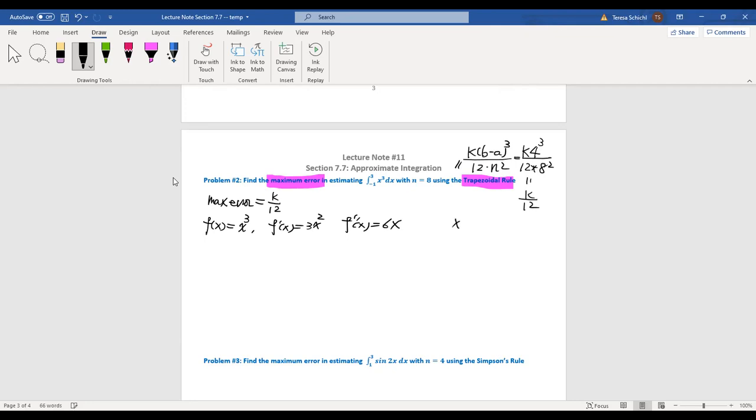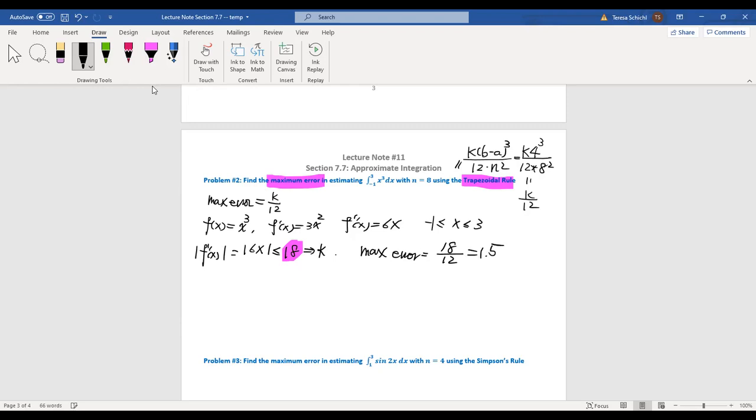We know x is from -1 to 3, so the absolute value of 6x, which is the absolute value of f double prime of x, is less than or equal to 18. This 18 is my k value. So now my max error will just be 18 over 12, which is 1.5.